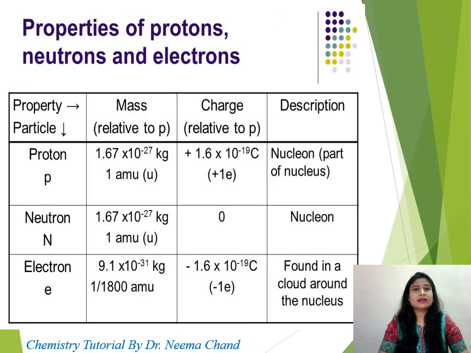Now that the three subatomic particles, the electrons, protons, and neutrons, were discovered, scientists also successfully measured the properties of all these particles. The proton is positively charged, the neutron is neutral, and the electron is negatively charged. The properties I have listed in this table for you all to note down.